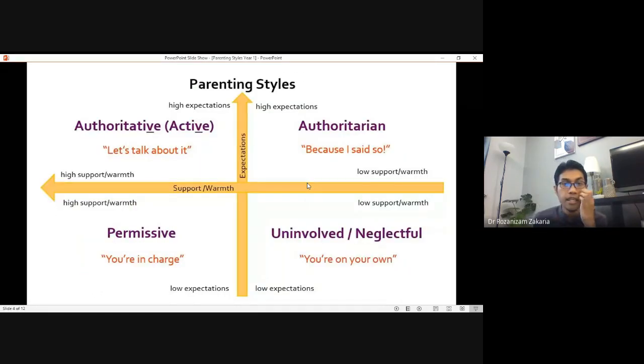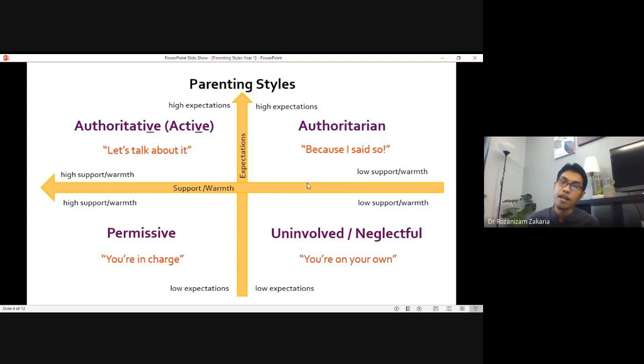So in short, parents who are authoritative tend to have this approach: let's talk about it. That means I'm aware of your problem, so that means high responsiveness. Let's talk about it. Let's discuss what we can do about it. A balanced degree of control. So that is authoritative. It's easy to remember, authoritative is positive. So it's a good one.